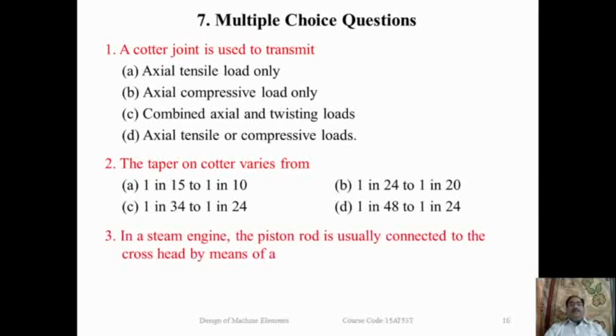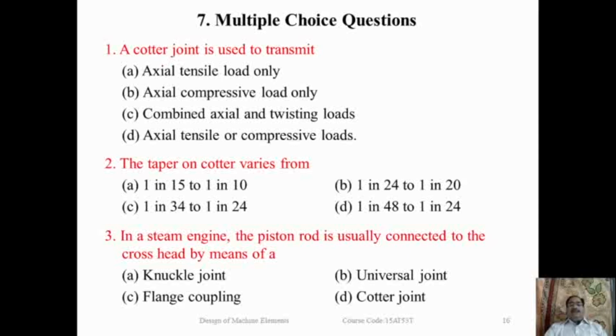Third question. In a steam engine, the piston rod is usually connected to the crosshead by means of A. Knuckle joint, B. Universal joint, C. Flange coupling, and D. Cotter joint. One of the applications of the cotter joint is in a steam engine, where the piston rod is usually connected to the crosshead by means of a cotter joint. So here the option is D, that is cotter joint.